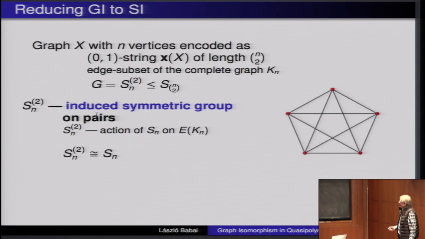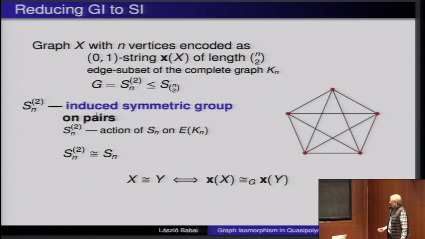And that group I denote by S_n super 2. So what is S_n super 2? It is a permutation group of degree n choose 2. It permutes n choose 2 objects, but it is isomorphic to just S_n. It has n factorial elements, and it consists of the induced action of S_n on the n choose 2 pairs. So then two graphs are isomorphic if and only if the corresponding codes of length n choose 2 are isomorphic under this particular group G.